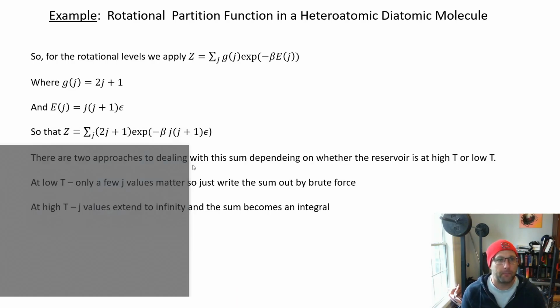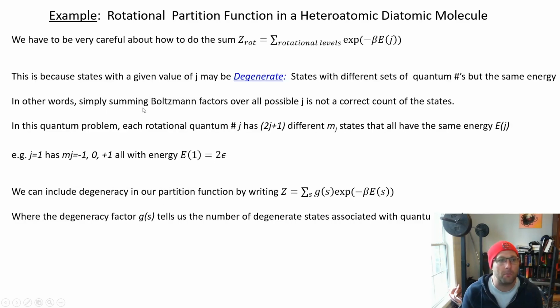Oops, I messed that up. Let's go back. So yeah, if we just simply sum the Boltzmann factors using the quantum numbers j, you'll not get the correct count.